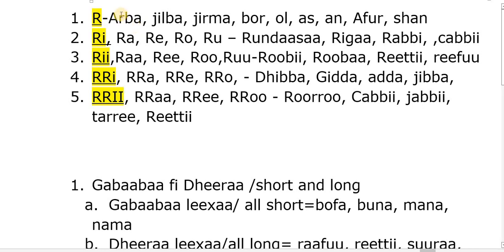But as you can see here, this very light sound appears in Arba, for example. R is semi-silent, and in Jilba, L is semi-silent. In Jirma, R is semi-silent, and also Bor, Ol, As, An, Afur, and Shan. These all do not need vowels, but we still hear them. So these are the lightest, I can say, the softest sounds in Oromo.